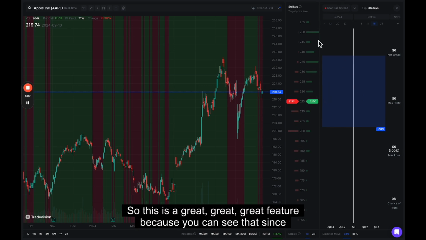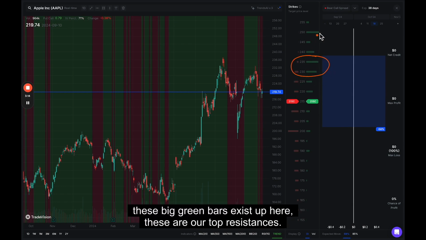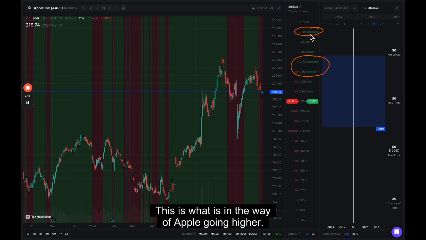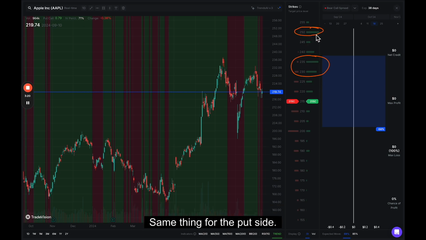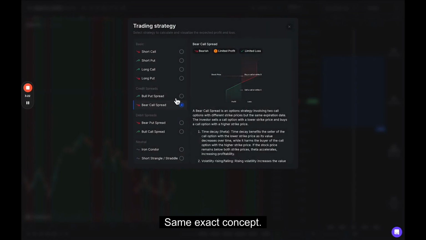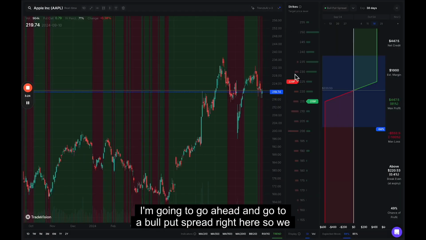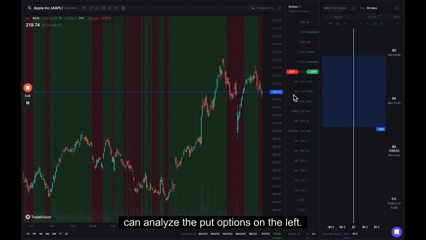So this is a great feature, because you can see that since these big green bars exist up here, these are our top resistances. This is what is in the way of Apple going higher. Same thing for the put side. Same exact concept. I'm going to go to a bull put spread right here so we can analyze the put options on the left. We have our biggest level here at 200.